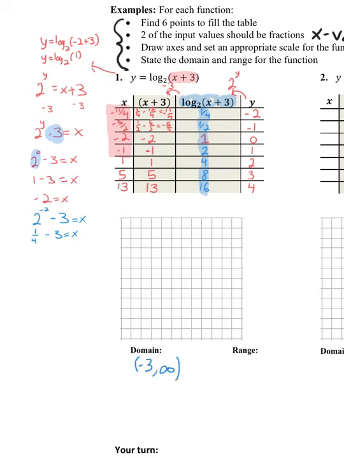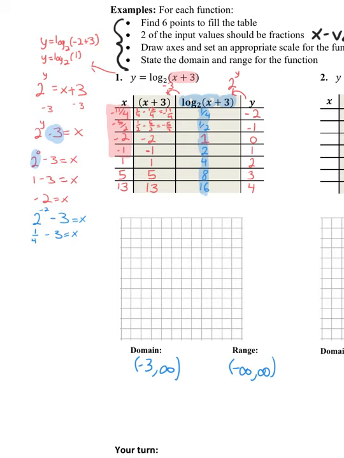Basically, you're taking all of the x values and you're subtracting 3 from them. So 0 minus 3 is negative 3. Infinity minus 3 is still infinity. So that's why you just can't really change infinity. And the range of any logarithmic function is still going to be negative infinity to positive infinity.